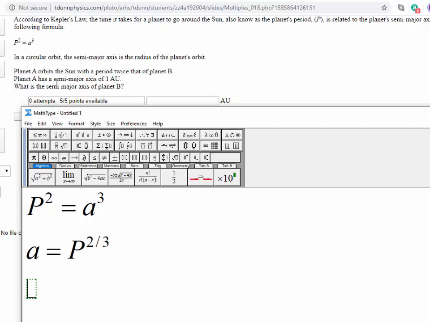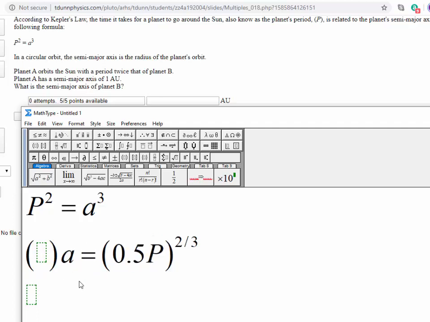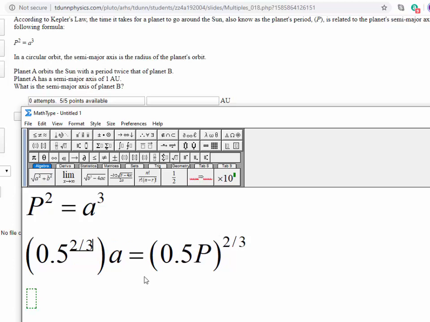Okay, now planet A, that's the planet that we know. And planet A orbits the sun with twice the period of planet B. Therefore, planet B orbits with half the period of planet A. So in front of this P, we're going to put 0.5. But keep in mind that it also gets raised to the 2/3. So in front of our A, we've got to put 0.5 raised to the 2/3 as well. And since the semi-major axis we're talking about is 1, this just turns out to be our answer.